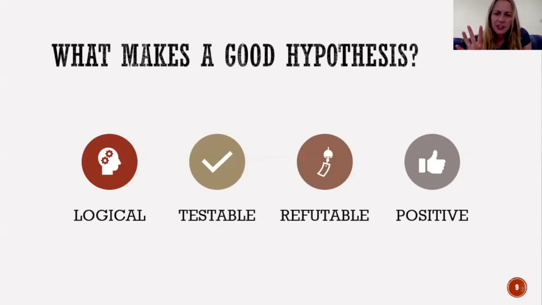There's 4 features of a good hypothesis. It's logical, so it flows logically from what's been done before and what your specific research question is. It's testable. It's possible to recruit participants and measure your variables. It's refutable. It's possible to come up with results that go against your hypothesis. And it's always written in the positive way.